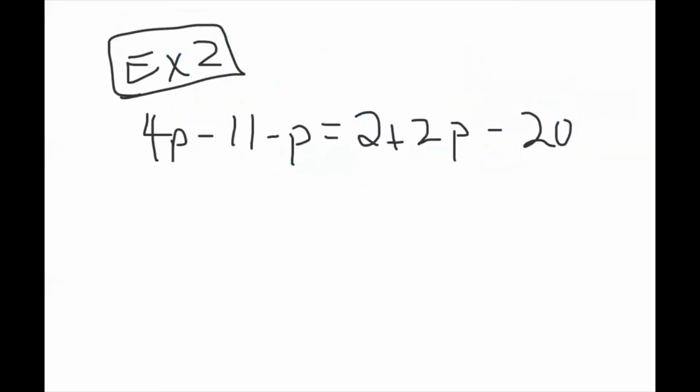All right, example number 2 looks a little bit more complicated, but we're doing the same thing. We're solving for the one variable. In this case, the variable is going to be p. So I'm going to first just check out my problem. I get a p here, I get a p here, and I get a p here. So I'm going to do some simplifying, okay?